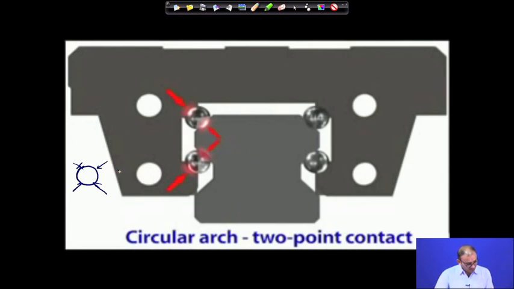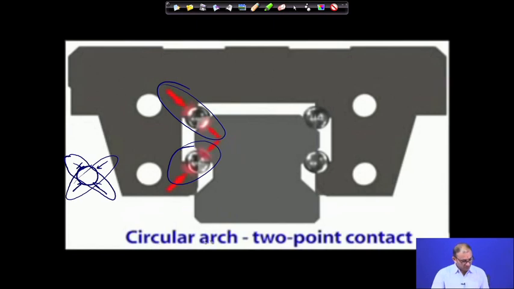Now we are separating out these 2 contacts in one bearing and these 2 contacts in another bearing. These are the 2 circular arc, 2-point contact bearings. These 2 bearings will help make sure that when you are loading from the top, this whole thing will not move or displace very seriously in that particular direction.